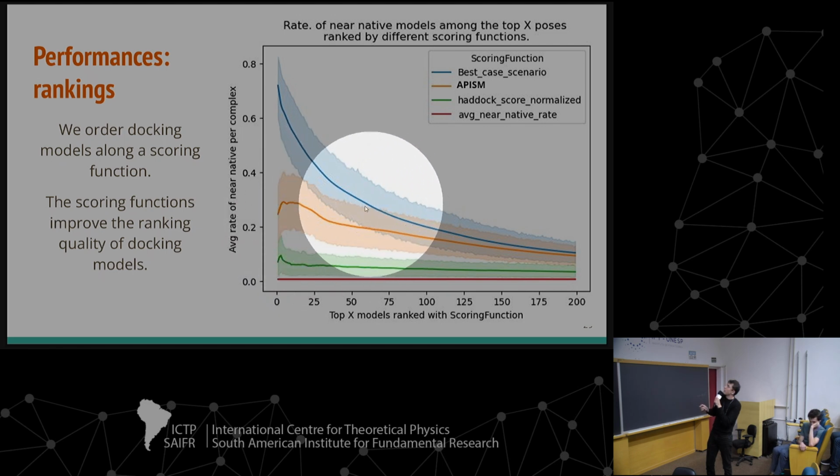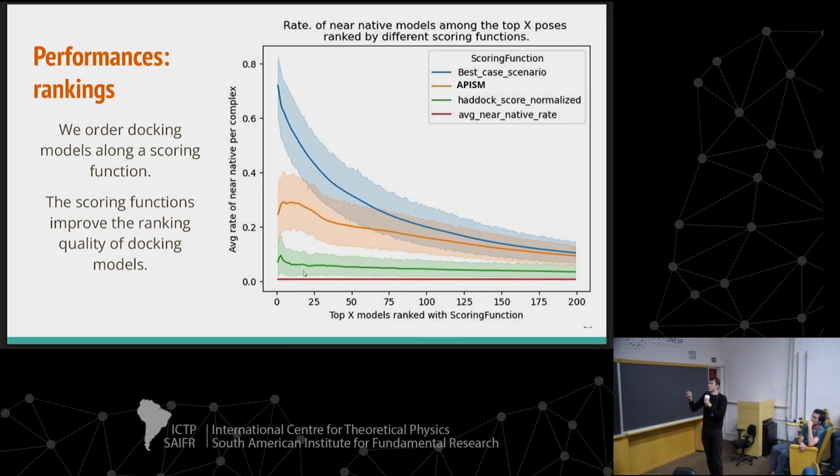Then we have the APISM, the amino acid propensity interface scoring model that we built. And we have the Haddock score, if you were to rank with the Haddock score. And then finally, you have the average near-native rate, if you were ranking by random sampling. So you can see that Haddock is much better than random sampling, and that we improved on the scoring function of Haddock.